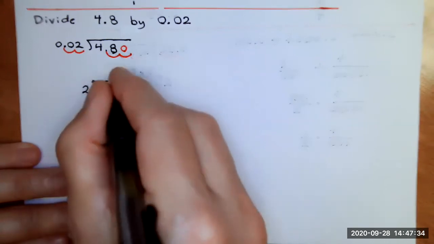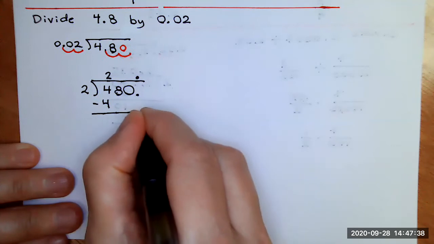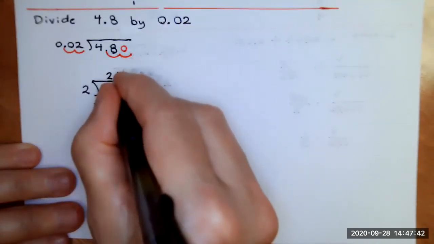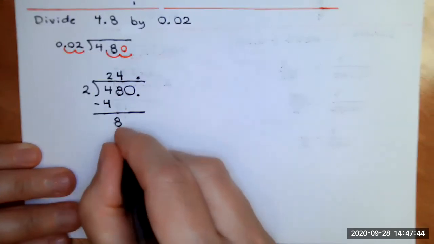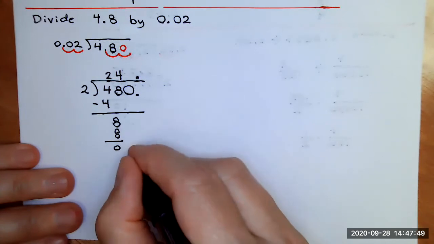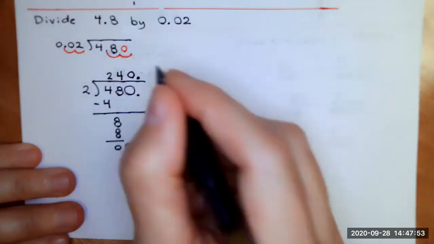2 goes into 4 twice. Bring down the 8. 2 goes into 8 4 times. And then we're not done. Got to bring down the 0. 2 goes into 0 0 times.